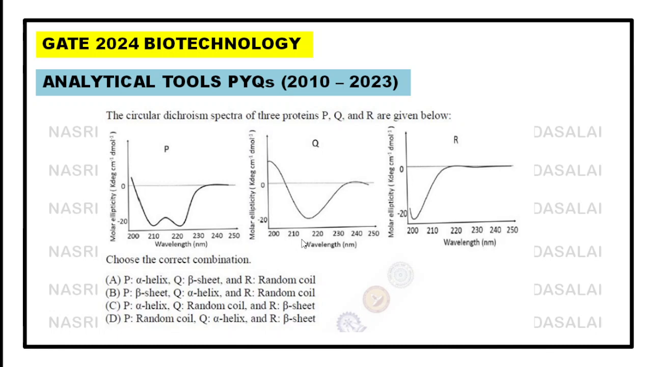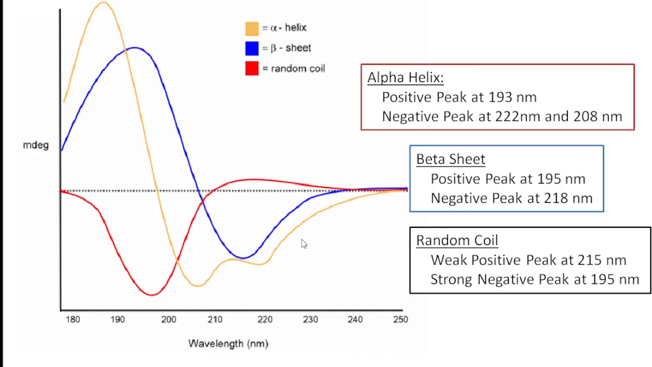Here they have given us the CD spectra of 3 proteins P, Q and R, and they are asking which protein is alpha helix, which protein has beta sheet and which protein has random coil. Circular dichroism is generally used to determine the secondary structure, and alpha helix and beta sheet come under the secondary structure category. So this is the formula sheet. This is the CD spectrum of secondary structures present in a protein. A simple formula I am telling you.